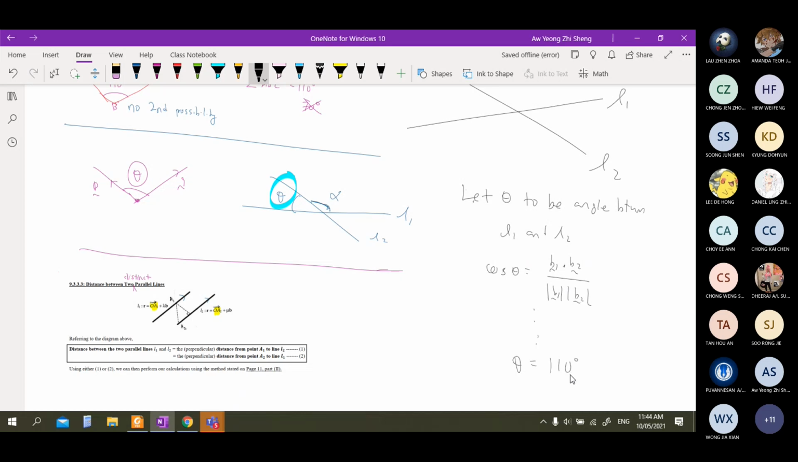The best way to fix this is to redo the whole thing. Put the modulus there, then you will get 70 degrees. If you don't redo the whole thing, then how are you going to continue? Because you have already defined theta to be the angle between the two lines, and you get theta equals 110, and you cannot suddenly say theta equals 180 minus 110, because this is a contradiction. You can't say this. And so the best way is to redo the whole thing.